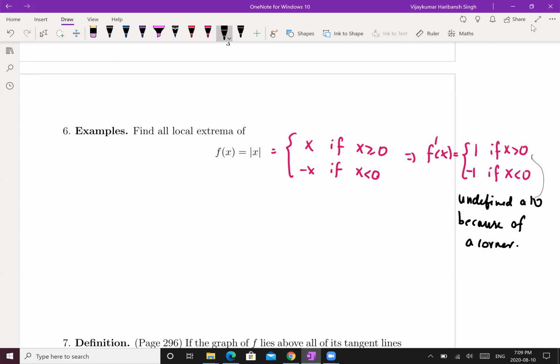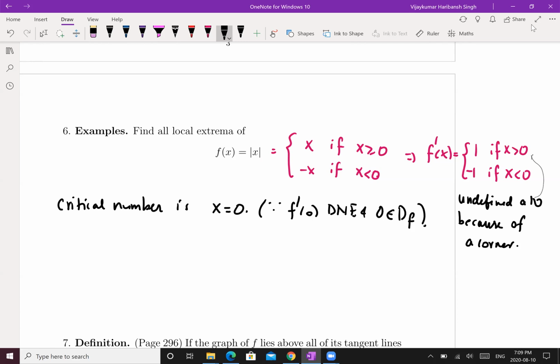So this means x equals 0 is a critical number, since f prime 0 does not exist and 0 belongs to the domain of the function. Note that a critical number should come from the domain of the function.